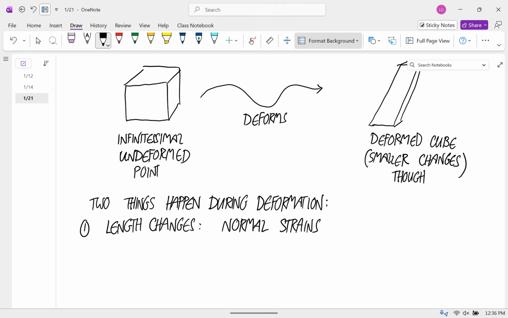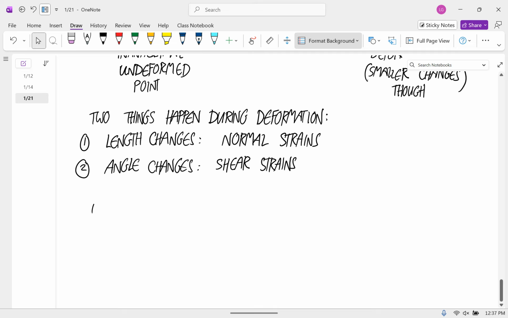And then the other thing that happens is angles between edges change. So the second one is angle changes, and those are represented by shear strains. When we talked about the stress tensor, we talked about normal stresses and shear stresses. We have a similar thing here, normal strains and shear strains. I'm going to talk one by one about what each of these two things looks like. So we're going to start with normal strains.